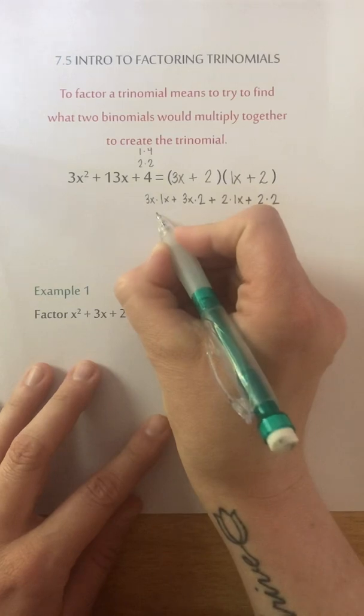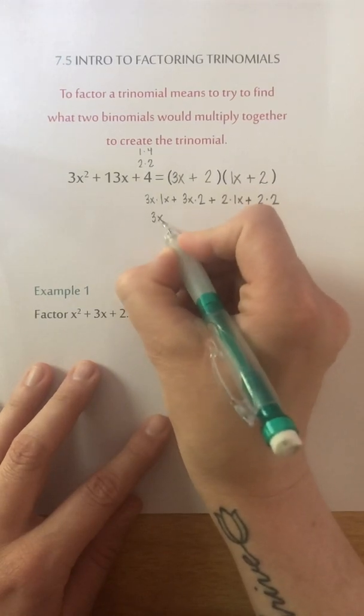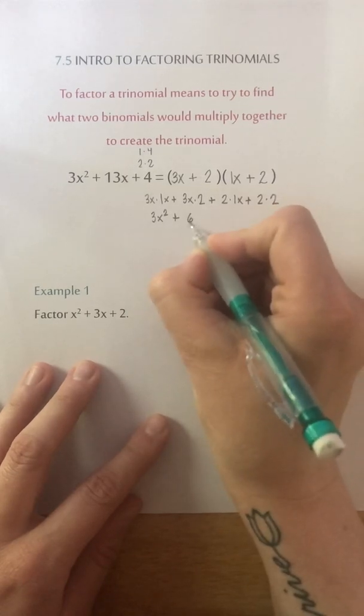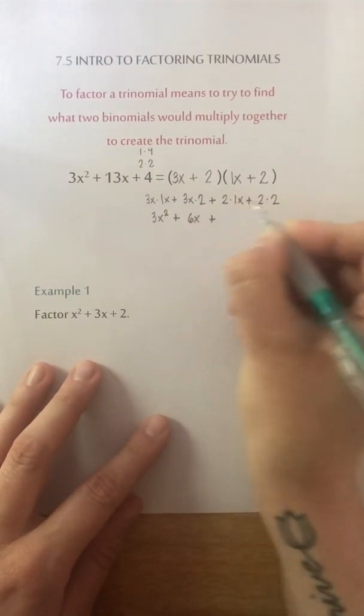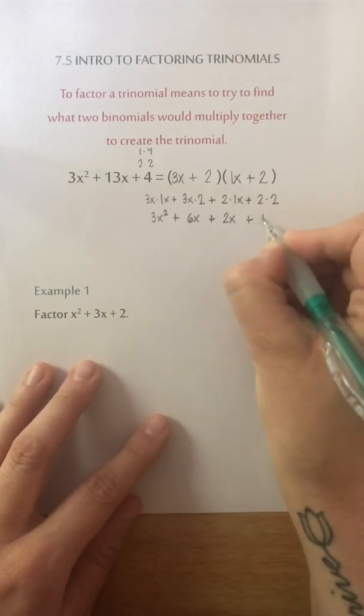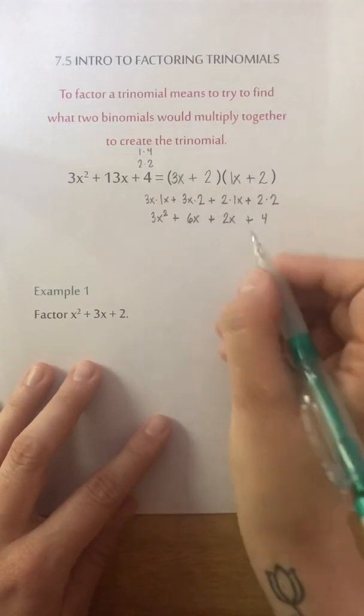So 3x times 1x is 3x squared. So far that's looking pretty good. 3x times 2 is 6x. 2 times 1x is 2x. And 2 times 2 is 4. But here lies our problem.